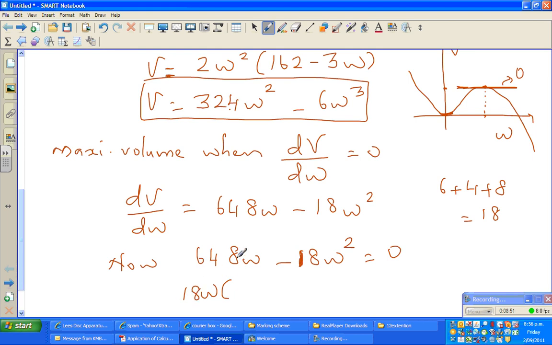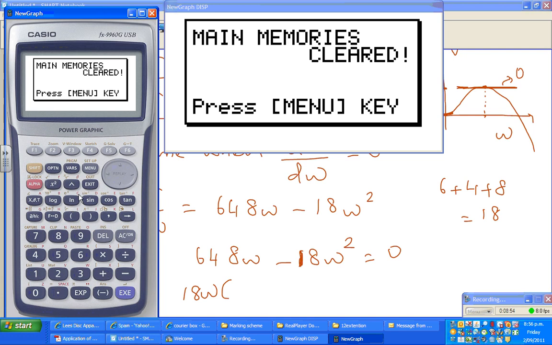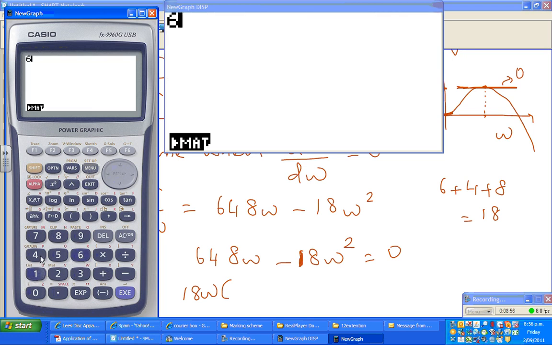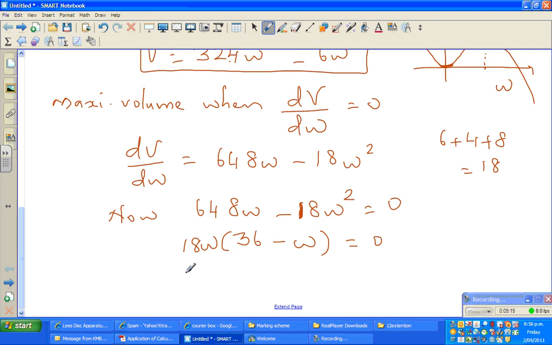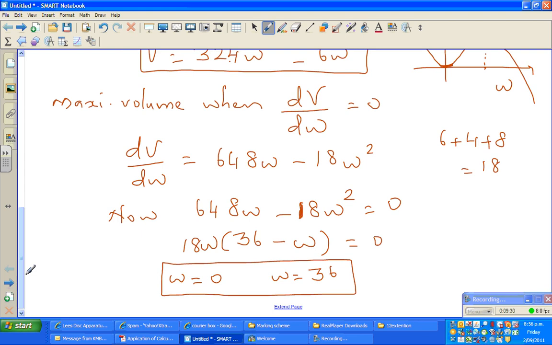So I can factor out the 18. So 18 times what is 648? I don't know that, so I'll go get my calculator out: 648 divided by 18 is 36. So 18W times 36 will give you 648W minus W is equal to 0. So you can now easily understand W has to be 0 or W is equal to 36. So this is the maximum width that the bag or the parcel can have.